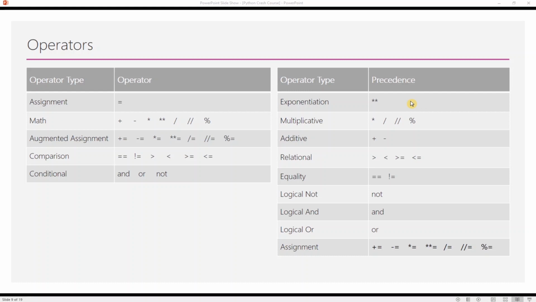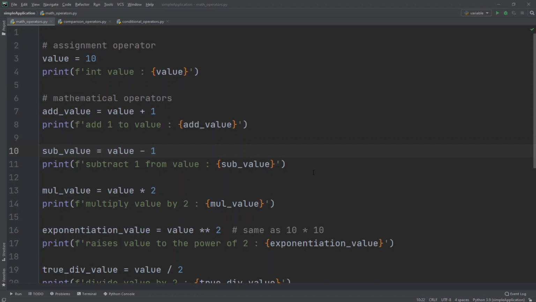Operators of the same precedence are evaluated from left to right, except the assignment and the exponentiation operator, which always evaluate from right to left. If we want to force the evaluation of some particular operators first, then we need to wrap that sub-expression inside parentheses. Now let's shift back to the IDE to see these operators in action.